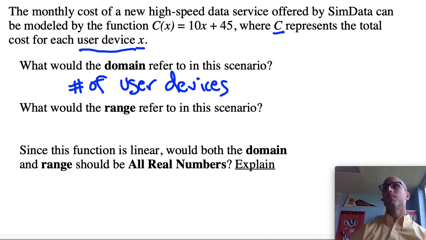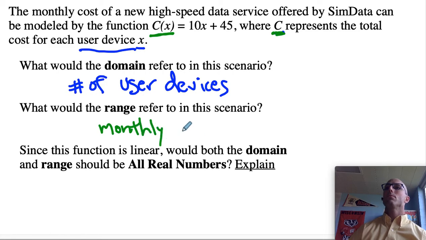The range then, our outputs, in this case our output in function notation is our cost, and I'm going to do green here, as a function of x. So our outputs, our range, are the cost, or the monthly cost, I could say. Depending on what my input is, my number of user devices, I would plug that in, and then my output would be the monthly cost. That would give me my range.